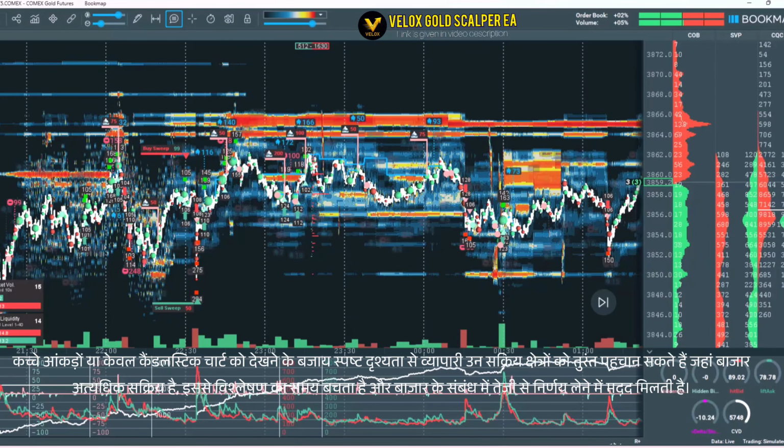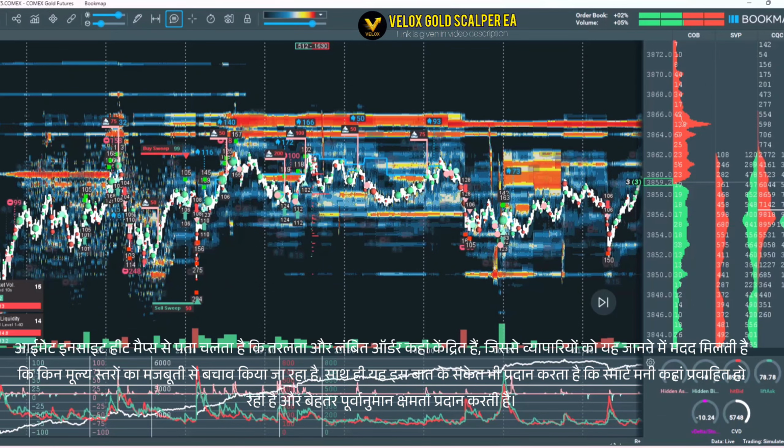1. Clear visualization. Instead of looking at raw numbers or just candlestick charts, traders can quickly spot hot zones where the market is highly active. Saves analysis time and helps make faster decisions. 2. Market sentiment insight. Heat maps reveal where liquidity and pending orders are concentrated, letting traders know which price levels are strongly defended. Provides clues about where smart money is flowing.